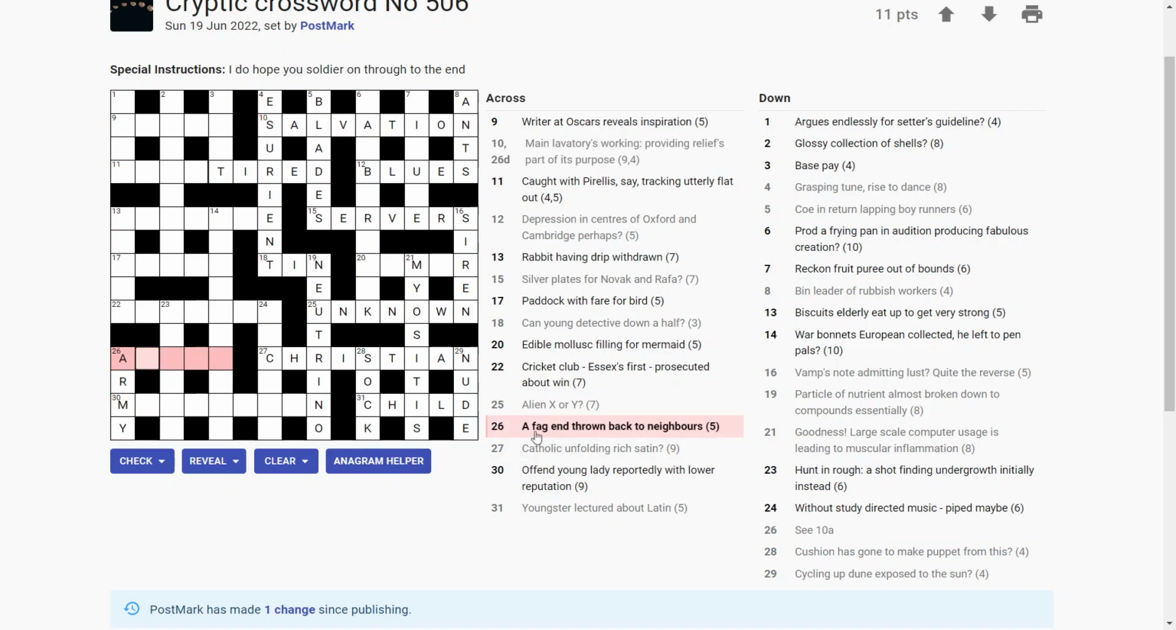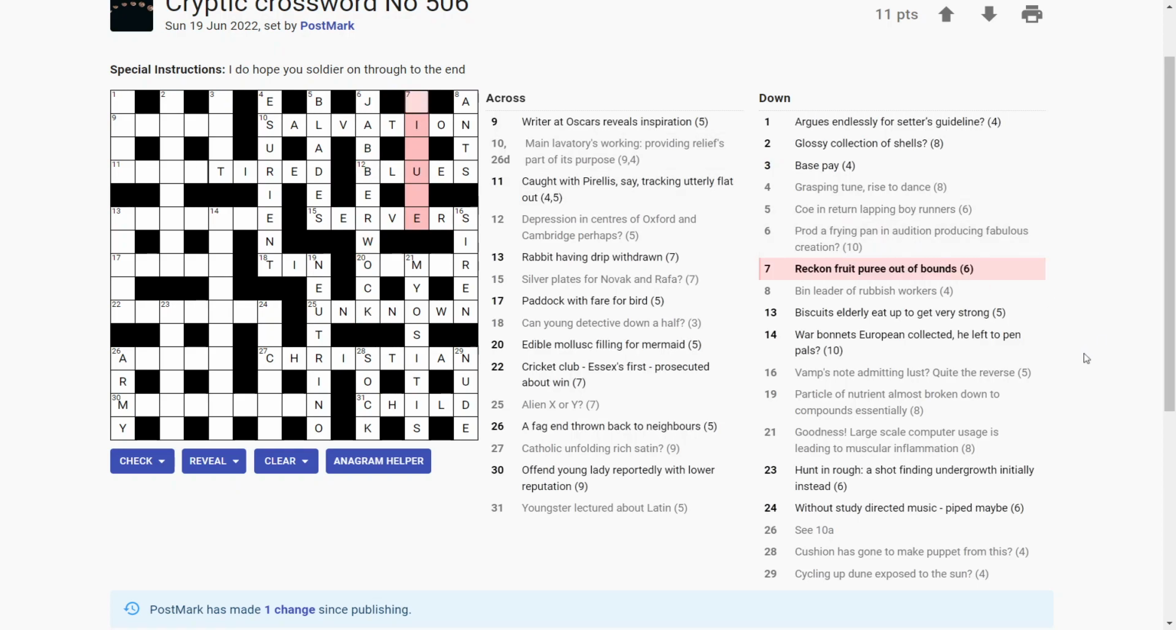Right. A, fag end, thrown back to neighbours. Neighbours. What is this then? What a frying pan in audition. Oh, Jabberwock. Jabberwock. Wow, that's what's his name? Lear, isn't it? A Lear poem, the Jabberwocky. So in audition means sounds like, and then it's jab a walk. God of frying pan, jab a walk. Yeah, wow. Glad I got that.